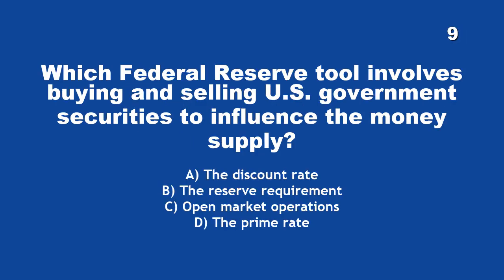Which Federal Reserve tool involves buying and selling U.S. government securities to influence the money supply? Option A, the discount rate. Option B, the reserve requirement. Option C, open market operations. Option D, the prime rate. The correct answer is C, open market operations.